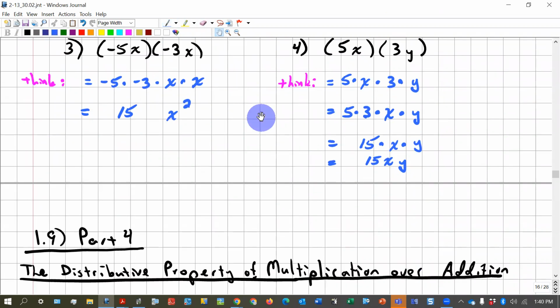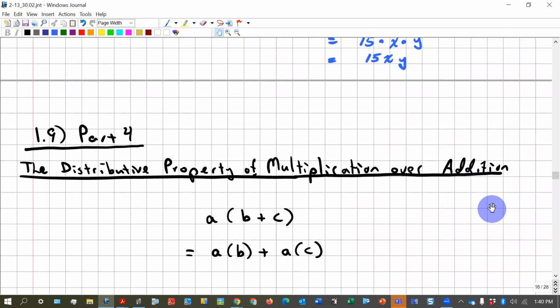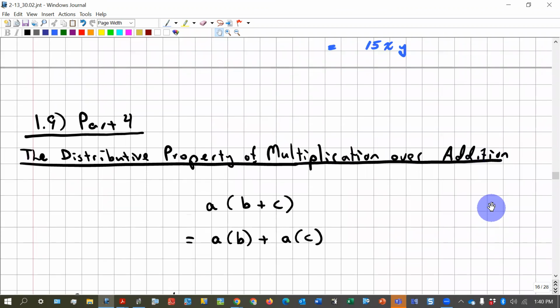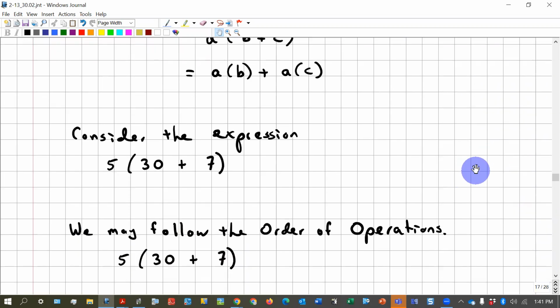And there's a third type of multiplication in this section that involves using the distributive property. The full name of the distributive property is the distributive property of multiplication over addition.